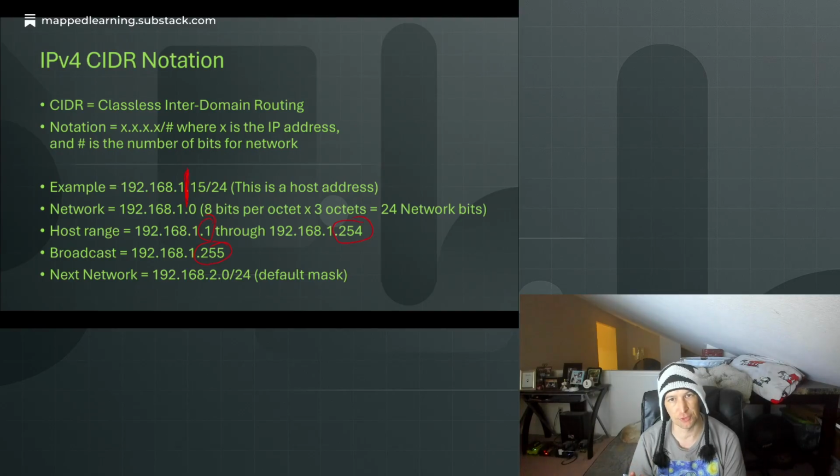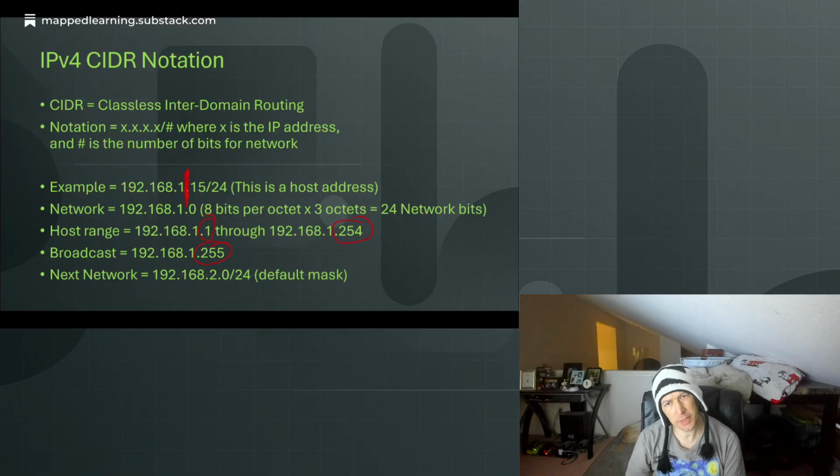So that's your host range. Everything in between can be assigned to a host device. And it doesn't matter in which order you assign those addresses. It just doesn't matter. You just have to remember, do not assign the network ID or the broadcast address to any devices. No device will actually let you assign those two reserved addresses to that device. So that's how you get your host range.